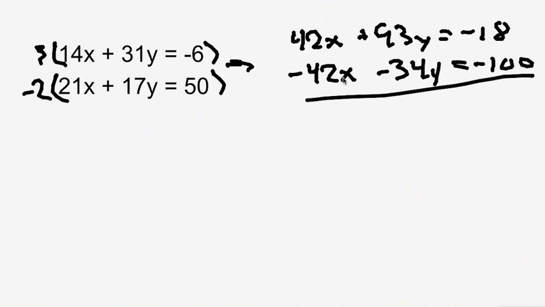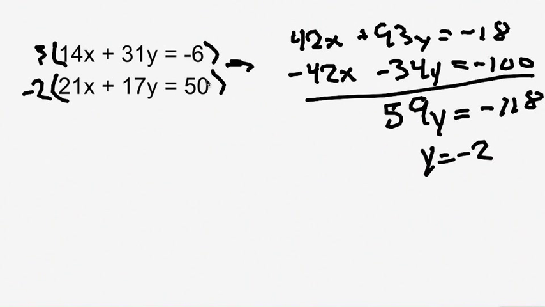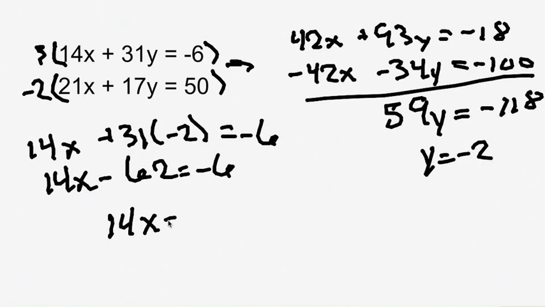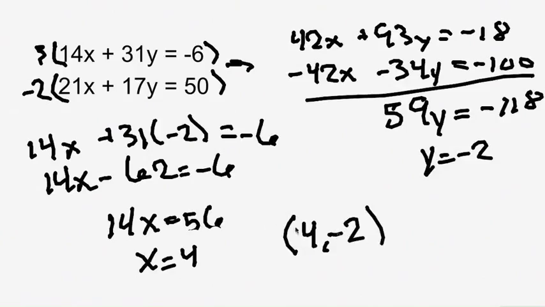So you get 0x + 59y = -118. If you divide by 59, you get y = -2. And we plug that into our y value for the first equation. Doesn't matter which one, but let's just do the first. So 14x + 31 times -2 = -6. 14x - 62 = -6. 14x = 56. And then x = 4. So we have our ordered pair of (4, -2). And that's our answer.